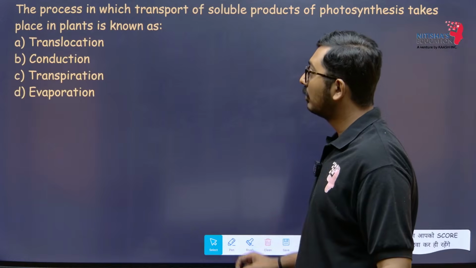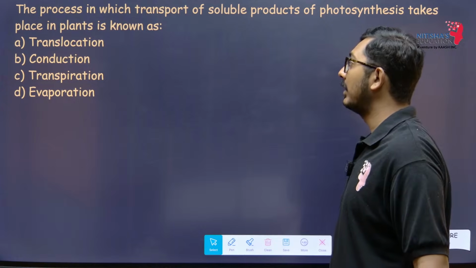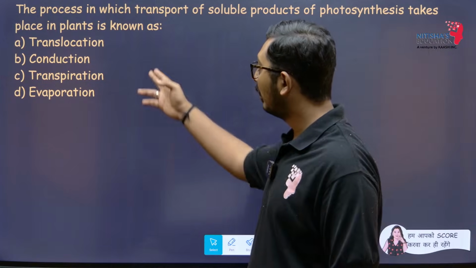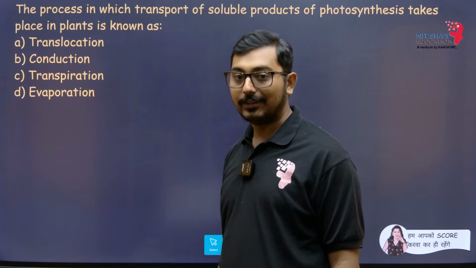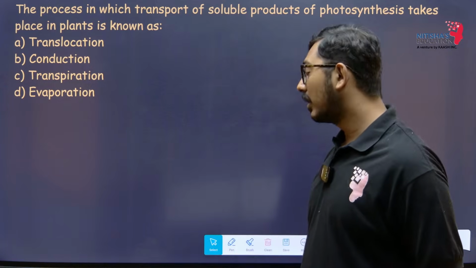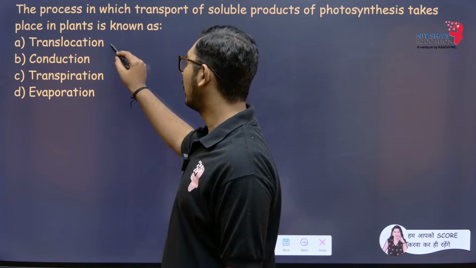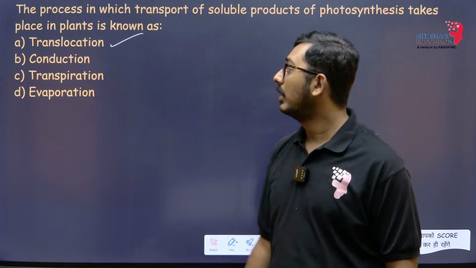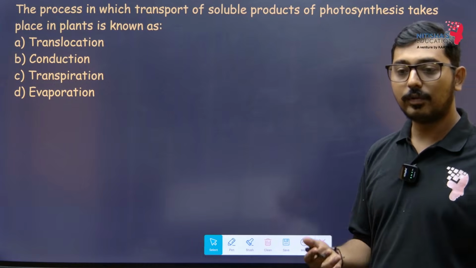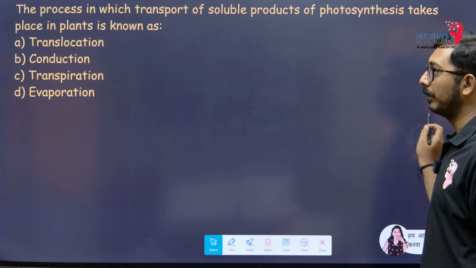Next, the process in which transport of soluble products of photosynthesis takes place in plants is known as transportation. Transpiration is for water, evaporation is for water being released from stomata. Conduction could not be the answer. So what is our answer? It is translocation. Translocation is the answer for the transport of the products after photosynthesis to the overall body of the plant.